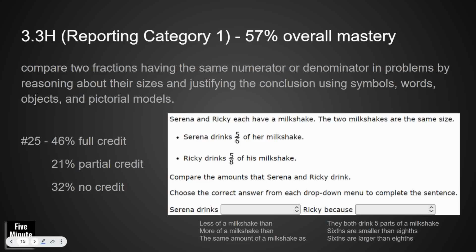So 57% got this. So a little bit better. Next problem: we're comparing two fractions, but we're reasoning about their sizes and justifying the conclusion using, a lot of times, words. And so here we've got inline choice, we've got Serena, we've got Ricky. So Serena's got 5/6.